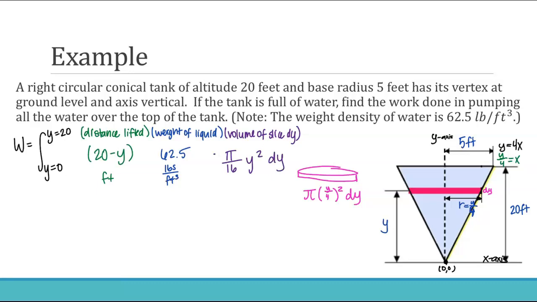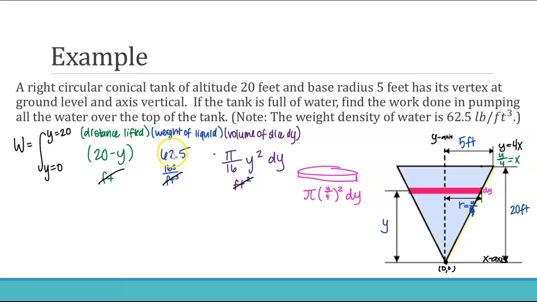And the units of pi over 16 y squared is going to be feet squared. So dy is that height, right? So this part right here, pi times y over 4 squared, that's just the area of the base, which is the area of a circle, times dy. So this portion right here, pi over 16 y squared, has units that are feet squared. So what's going to cancel in terms of units? Feet and feet squared will cancel with the feet cubed on the bottom, leaving us strictly with pounds. And that's what we want to happen. We want to be integrating a force, and pounds is a force.